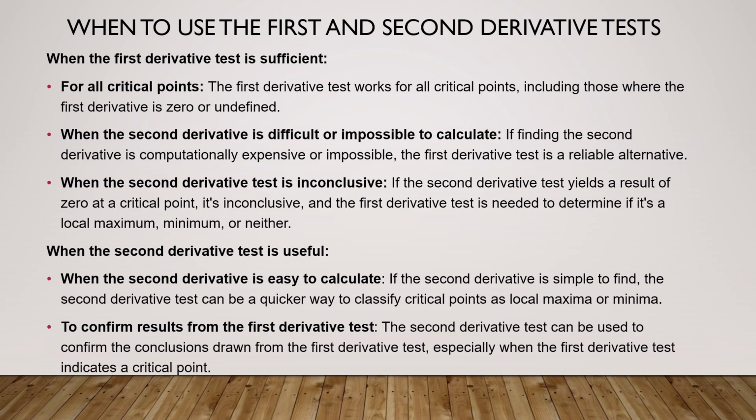The second derivative test is useful when the second derivative is easy to calculate. Remember, when it is very easy to calculate the second derivative, then this test becomes very easy. Like in some examples, finding the second derivative is a very easy thing. Then in those cases, just find the second derivative, see whether it is less than 0 or greater than 0, and you will get your answer. And secondly, to confirm results from the first derivative test. Sometimes the second derivative test can be used to confirm the conclusions obtained from the first derivative test, especially when the first derivative test indicates a critical point.